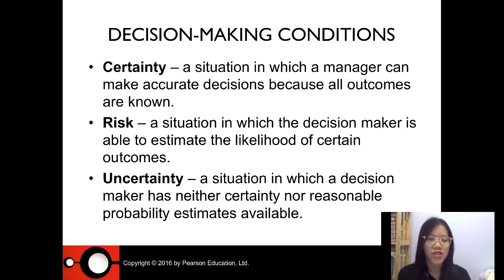Uncertainty is a situation in which a decision maker has neither certainty nor reasonable probability estimates available. Under these conditions, the choice of alternative is influenced by the limited amount of available information and by the psychological orientation of the decision maker.